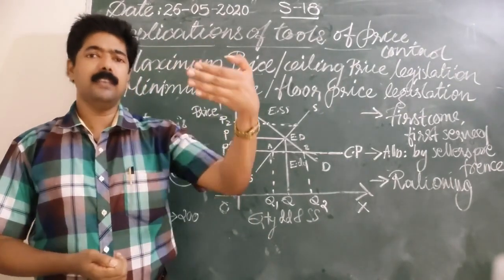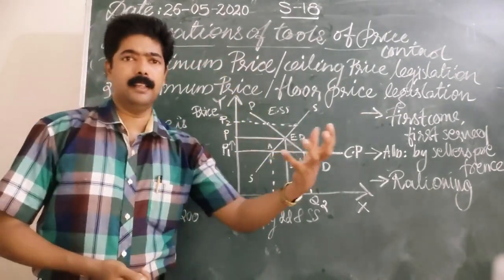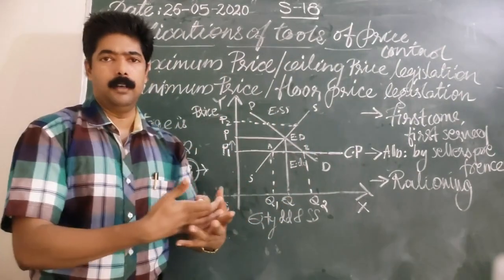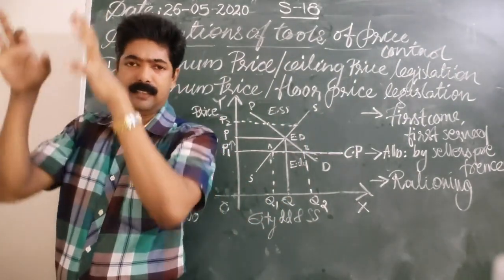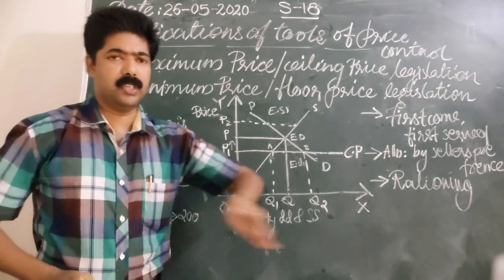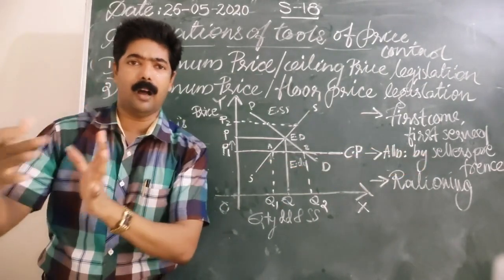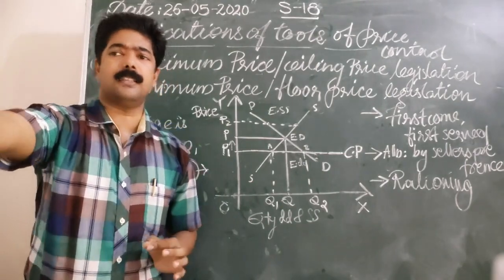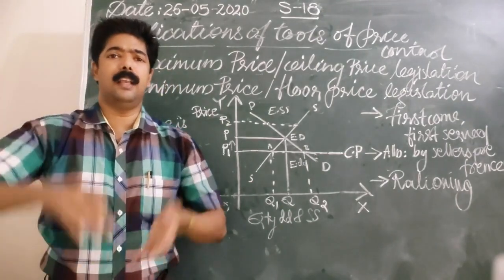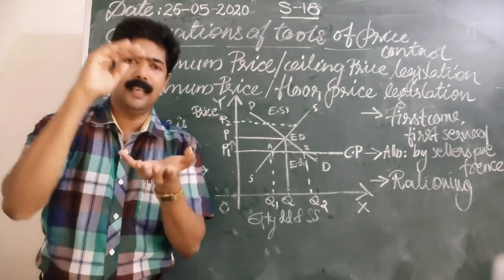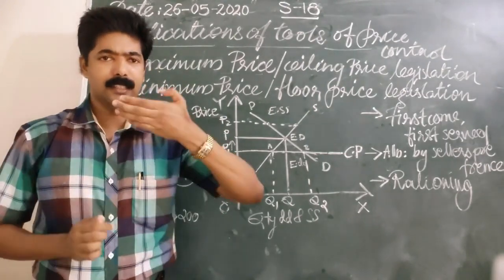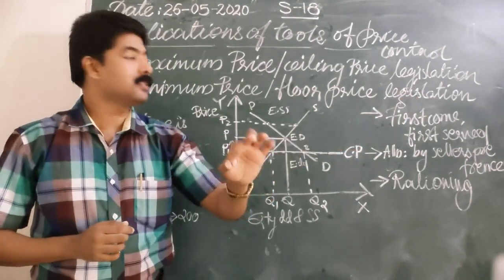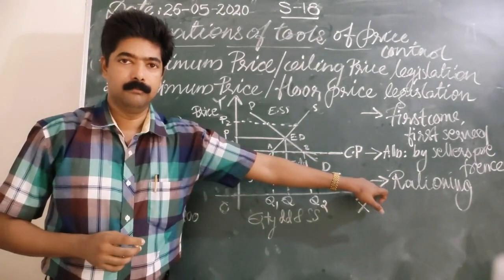Kerosene will be available. Sugar is available. Wheat is available. So some necessary products are distributed through these ration shops, reaching the consumers in a limited quantity at lower prices. So this distribution system is known as rationing.